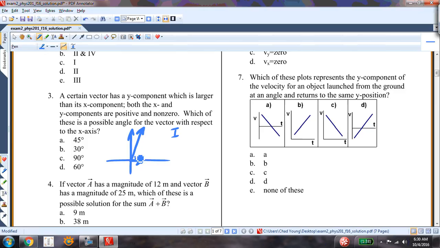Now, if the x and y components were equal, it would fall right there at 45 degrees. So it can't be A. It has to be bigger than 45, but less than 90. So D is the right answer.